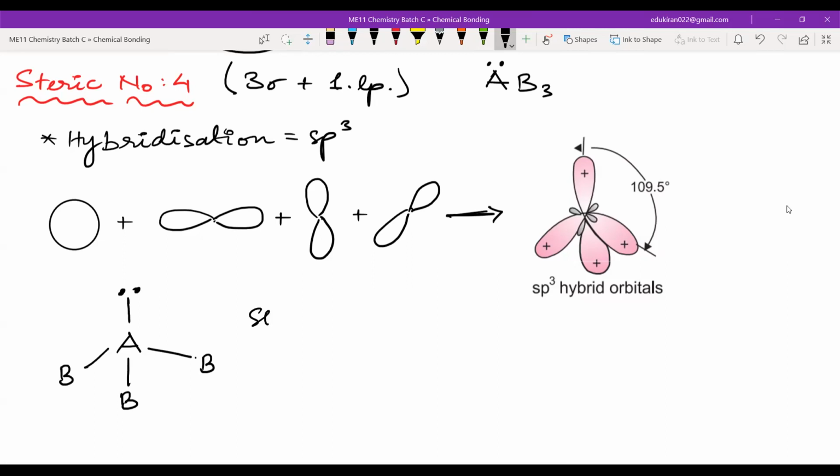But when we look at the shape, please don't write this. When we look at the shape, what should we look at? In geometry we look at where the electron pairs are, and in shape, the bonds. Please go back to yesterday's notes, state number 2. In state number 2, we look at the bonds.